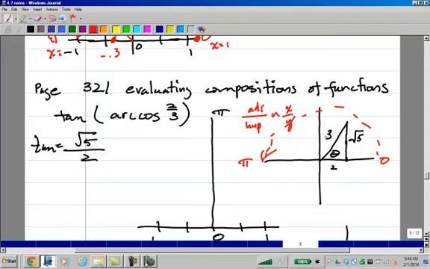So this is 2, this is 3. So this will be the square root of 9 minus 4. It's the square root of 5. Okay, so what's the tangent of this angle? I don't even need to know what the angle is because I have the right triangle constructed here. It's going to be opposite over adjacent.